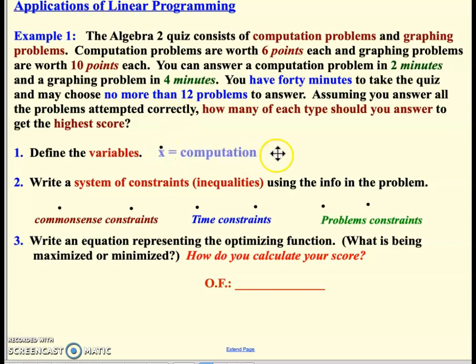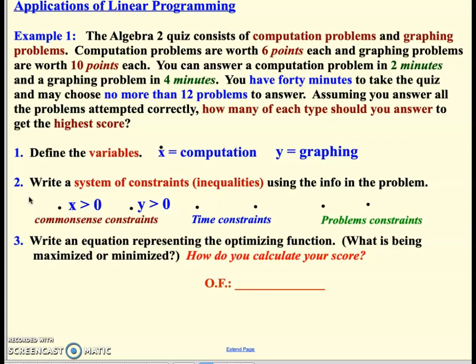First of all, our variables, pretty simple. Typically, most problems have two things you're comparing. So I'm just going in the order that I'm reading, computation being x, graphing being y. Common sense constraints, which will be in every single linear programming problem, will be whatever your variables are greater than 0, because there's no sense in doing negative or 0 questions. You would be answering questions. And in any word problem where we've got some kind of context, 0 or negative usually will not make any sense to us.